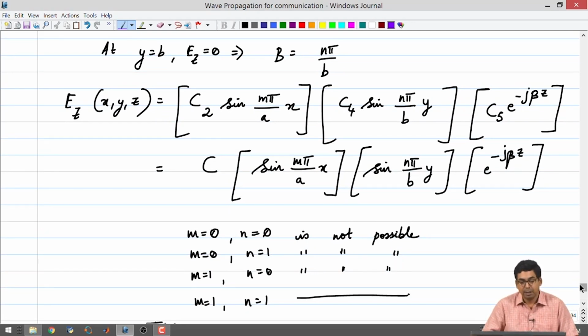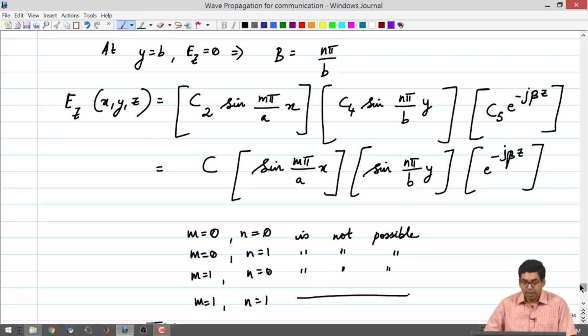So, we said that Ez is C sin(m pi by a x) sin(n pi by b y) e to the minus j beta z, and this satisfies the boundary conditions on all the 4 walls. So, at x equal to 0, your field becomes 0, x equal to a, again your field becomes 0. Similarly, y equal to 0, the field becomes 0, y equal to b, the field again becomes 0. So, it satisfies the boundary conditions well, and it also has a travelling component in the form of e to the minus j beta z.